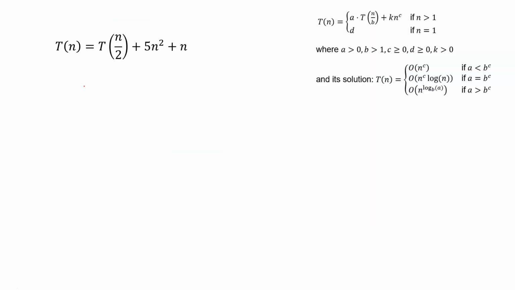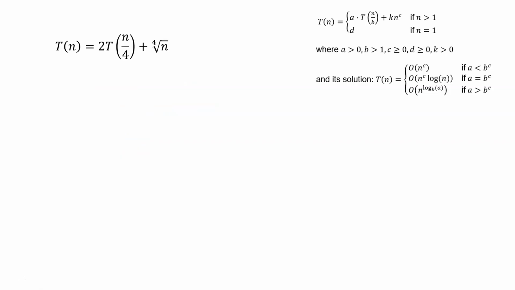Next one, we have A equals 1, B equals 2. Now we know that we could complete the square and write this as a quadratic, so it's the highest power of n that we're interested in. C equals 2. So in this case we have A is less than B to the power of C. So we're dealing with case number 1. And this one is just going to be big O of n to the power of C. So big O of n squared.